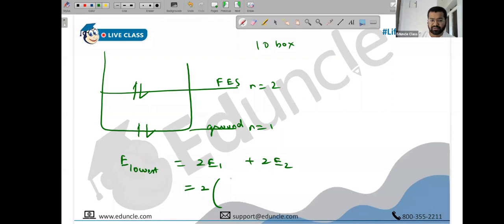You can directly write now. So this is 2 into E1, that would be 1 square pi square x square upon 18 m square. And similarly, 2 into E2, 2 square pi square x square upon 18 m square.